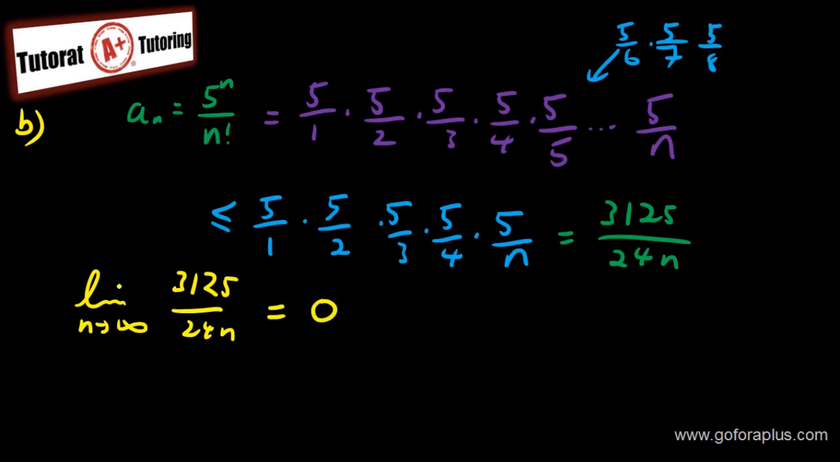So if my limit is approaching 0, what I can do here is say that the limit on the left side is also approaching 0, because this side is bigger and is approaching 0. The smaller side must be approaching 0 as well. So therefore, this sequence converges to 0.